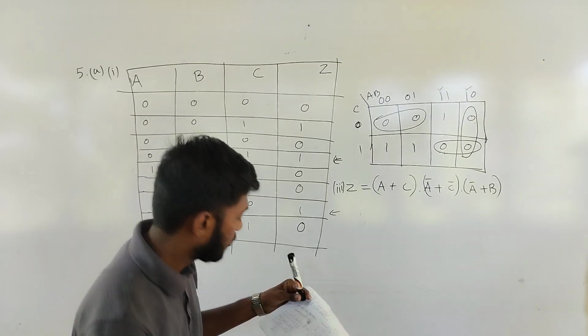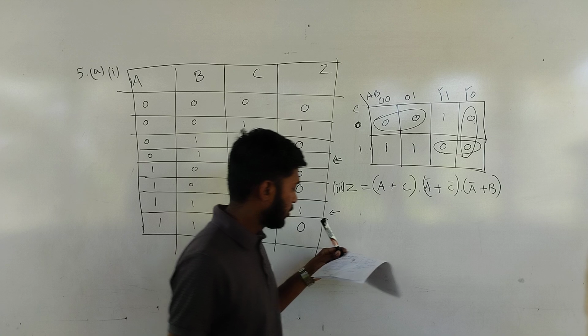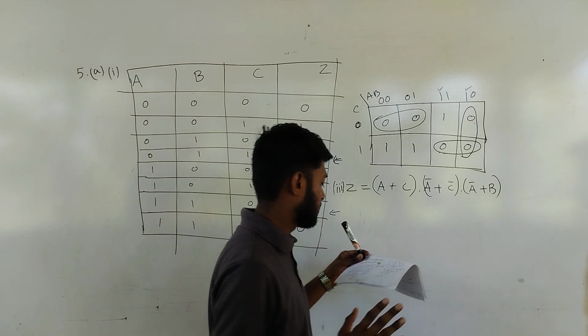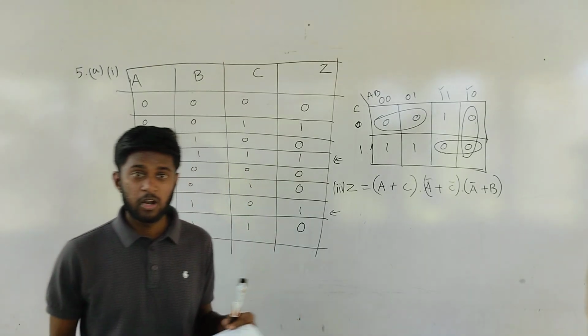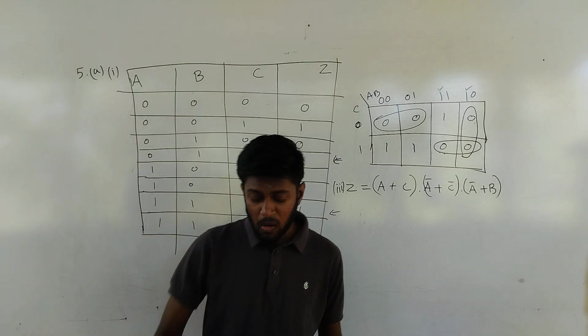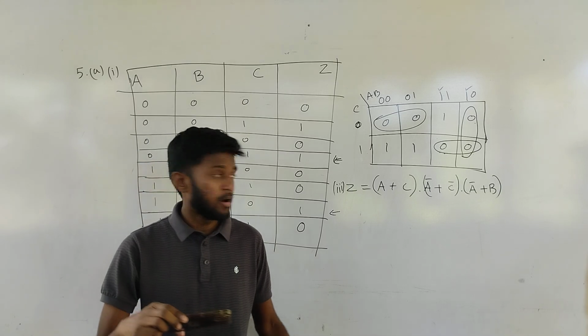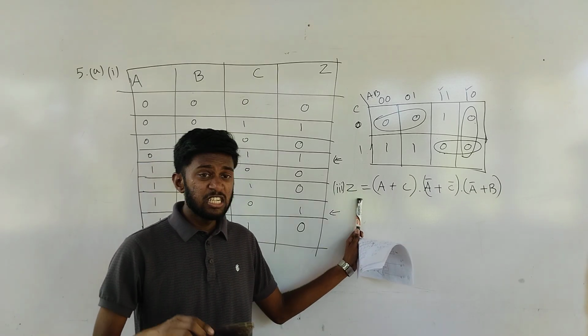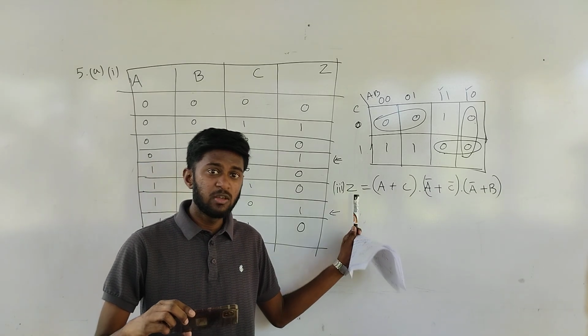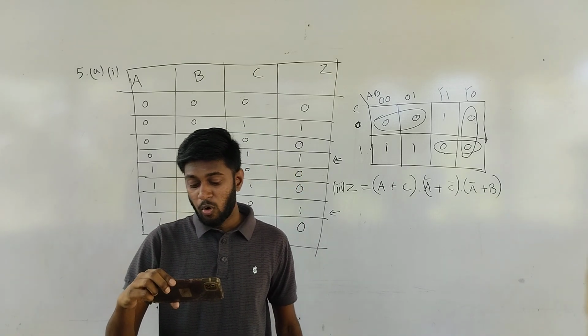So Z is equal to (A plus C) dot (A bar plus C bar) dot (A bar plus B). Right, so now it's time for us to move on to the next one. Now what are they saying next? Draw a logic circuit for the simplified expression derived in the third part above. That means consider this simplified POS expression and draw a logic circuit by using only NOR gates.